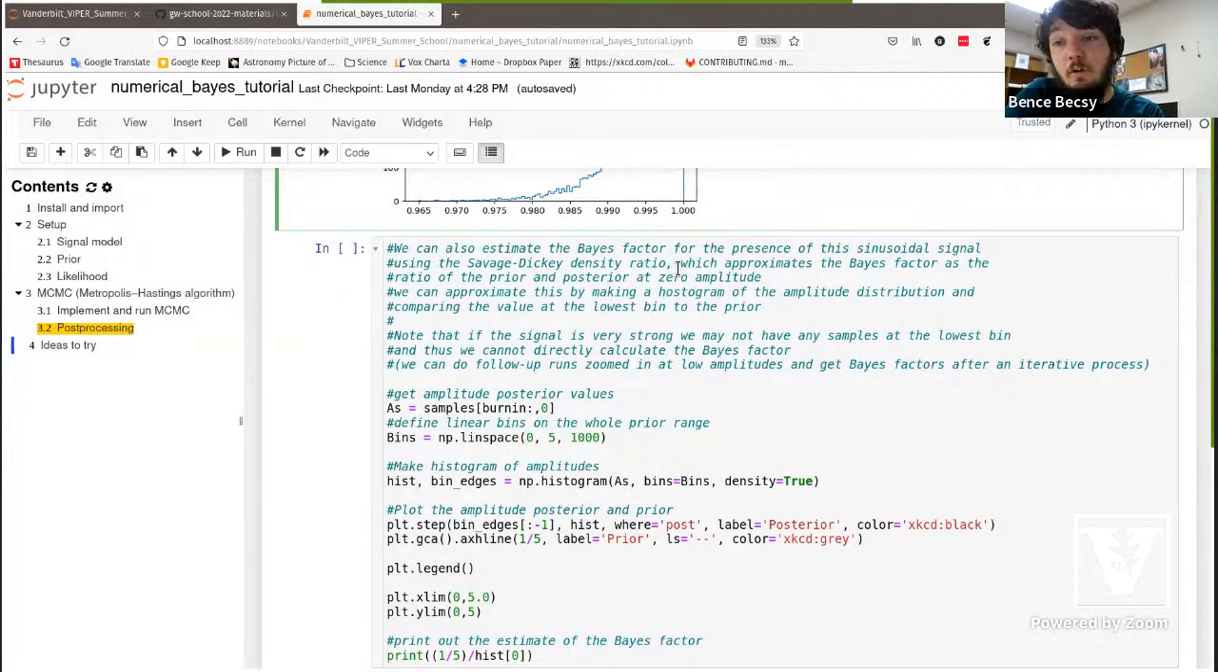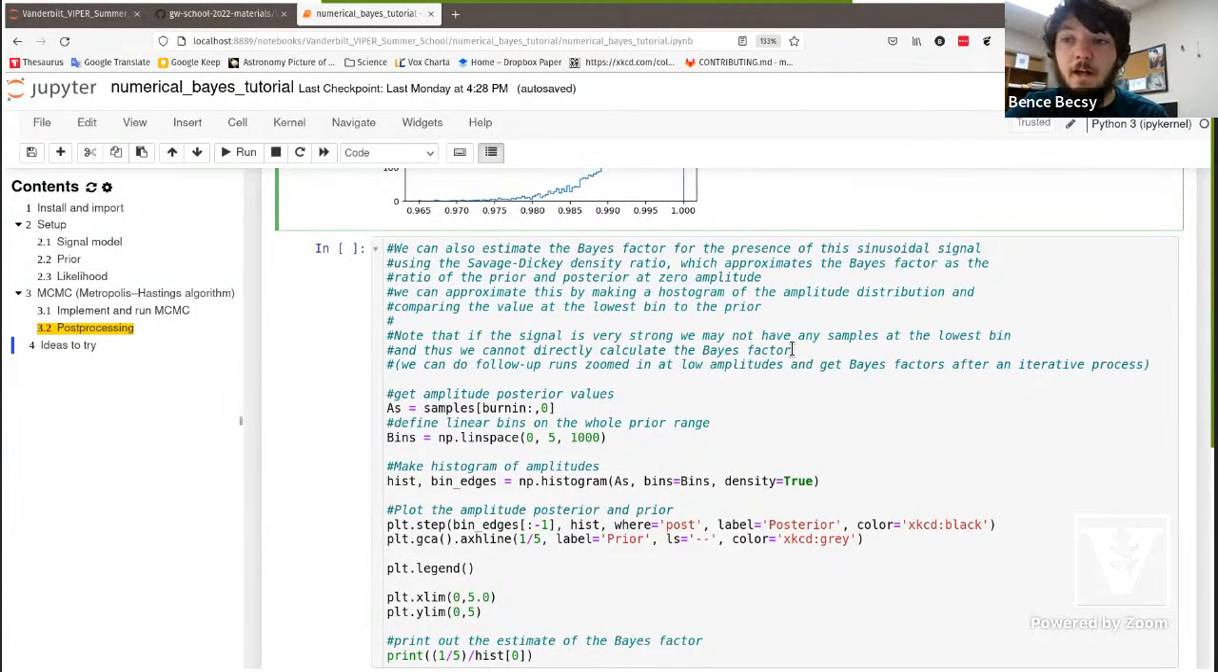So for example, in this case, we are trying to compare the model where there's a sinusoidal signal in the data set versus it just being Gaussian noise. If we set the amplitude of the sine wave to 0, then we get back the other model where there's no sine wave, right? And in these kind of nested models, you can approximate the Bayes factor by taking the ratio of the prior and the posterior of your amplitude at the value of 0.